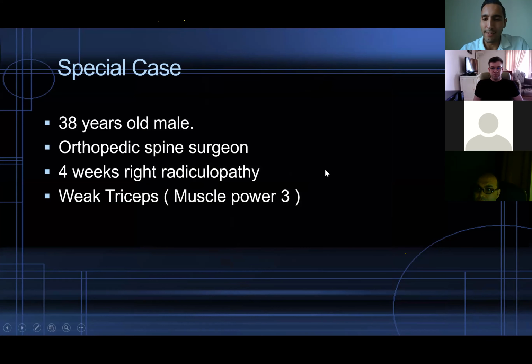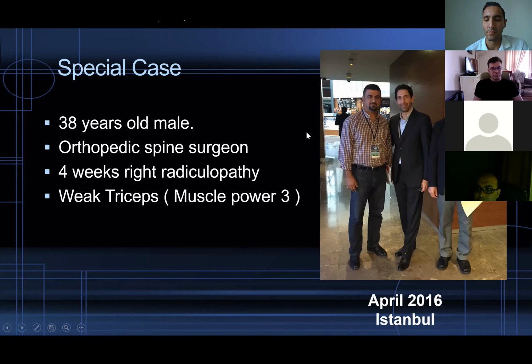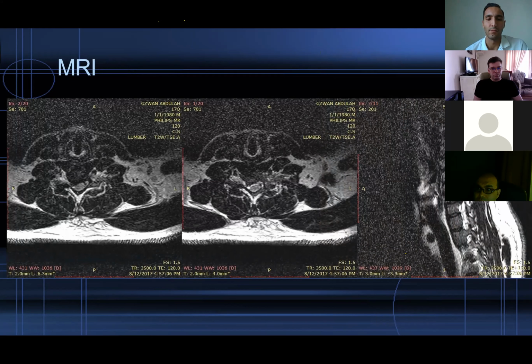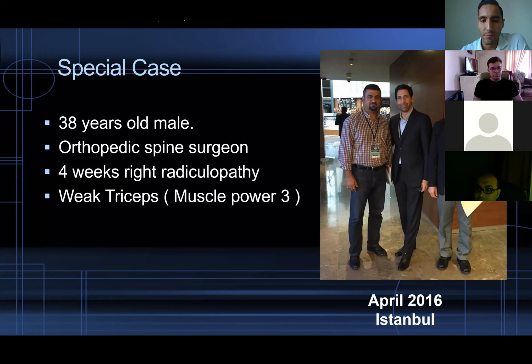All right, Ghazwan. Hello? Yes. Okay, we will end with this case, which is an interesting case actually. A 38-year-old male, an orthopedic spine surgeon, with 4 weeks of radiculopathy and weak triceps. Next, Sameh, this is the picture that gave the decision for this surgery. Actually, this is my own MRI.